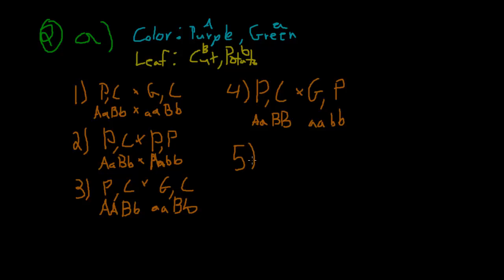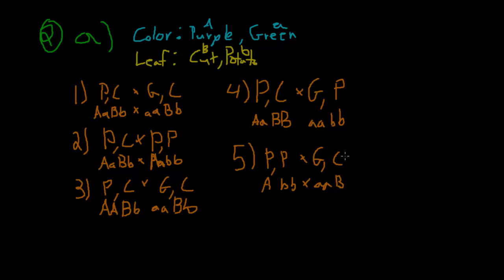Number 5, we have a purple potato leaf crossed with green cut. We know purple, so it has at least one dominant allele. Potato, so it must be homozygous recessive for trait B. Crossed with green, so it must be homozygous recessive for color. And it has cut leaves, so it has to have at least one dominant allele.